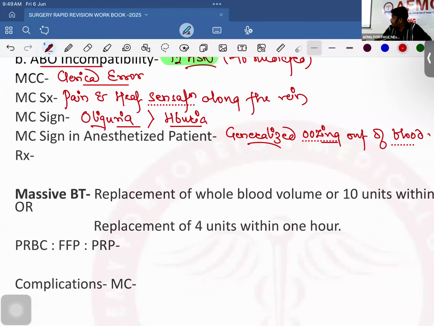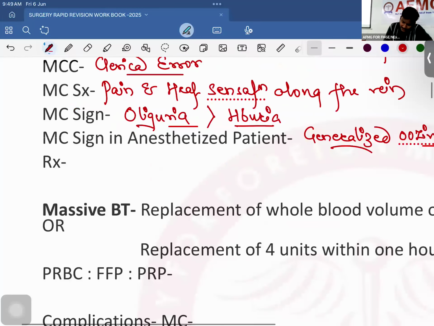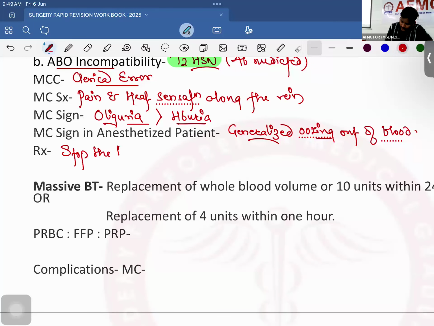Treatment, if they ask you, beta, what should be the treatment in patients of ABO incompatibility? Very good. We know the first and foremost step is nothing else but stop the BT immediately, beta. So stop the blood transfusion immediately. That has to be the treatment. Along with that, we have to give 3 drugs to the patient, beta. What are the 3 drugs?